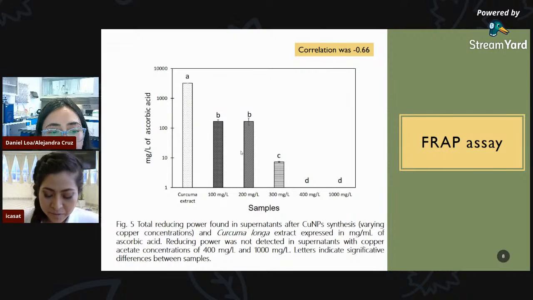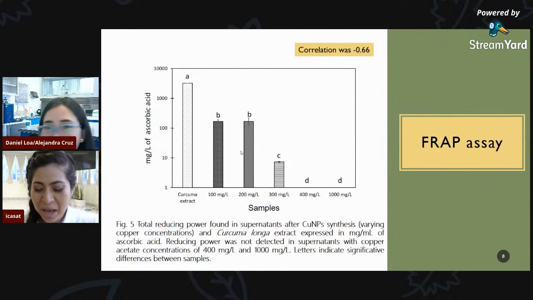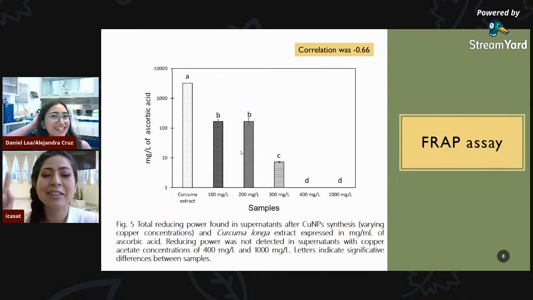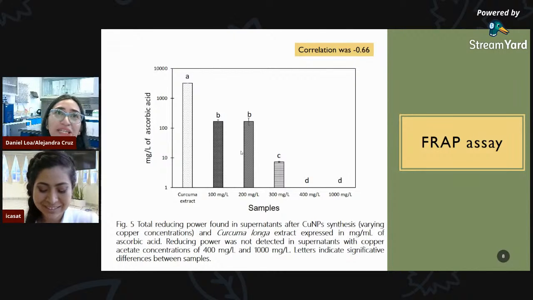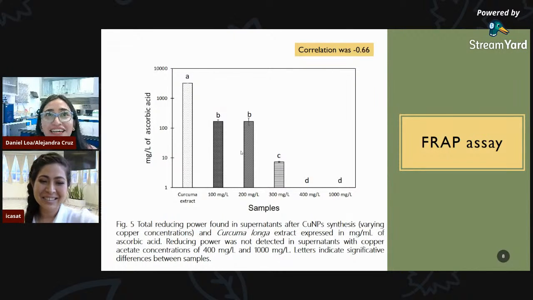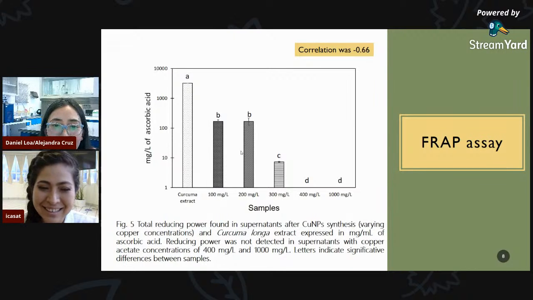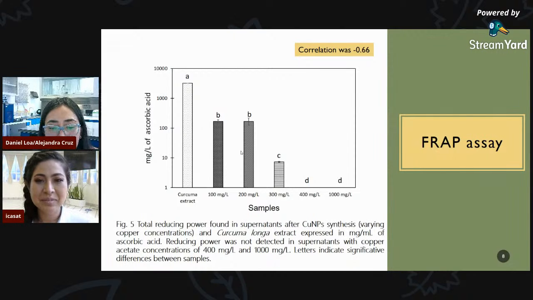And another question from the public. Jose Daniel Aguilar Loa asked, what was the easiest part of your experimentation and why? The easiest and the most difficult. Okay, the easiest part was putting in contact my plant extract and the copper acetate. And I would say that the most difficult part was analyzing all the data that we got in order to understand what was happening in here, because there is very little information about how green synthesis works because of its complexity.